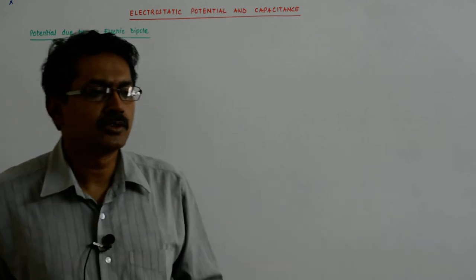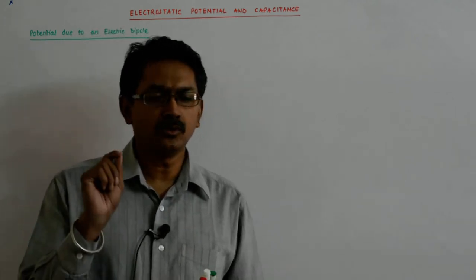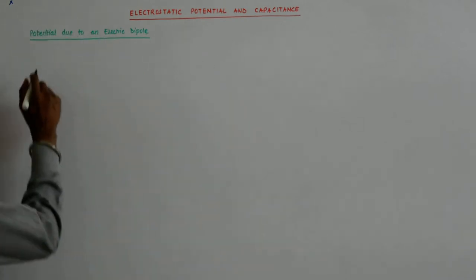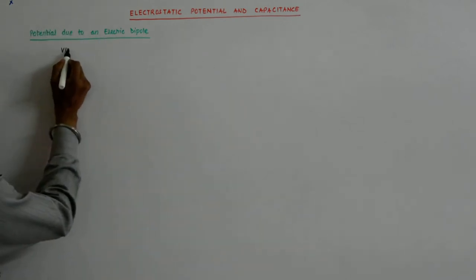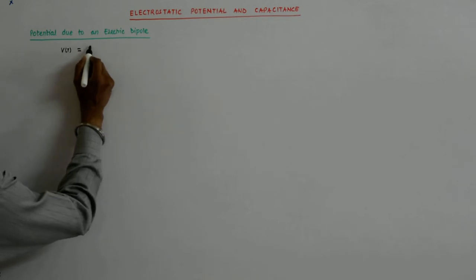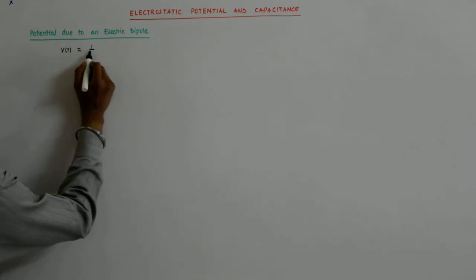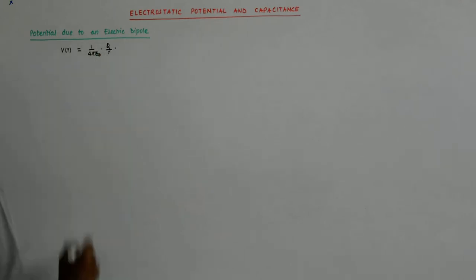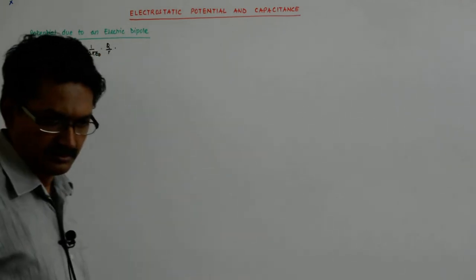We have found out the potential due to a single charge, right? And we found that that potential, which is a function of r, was given by 1 upon 4 pi epsilon naught into Q by r, right? Fine.